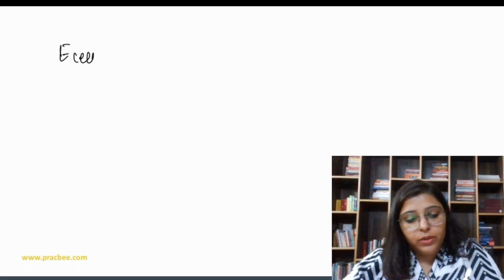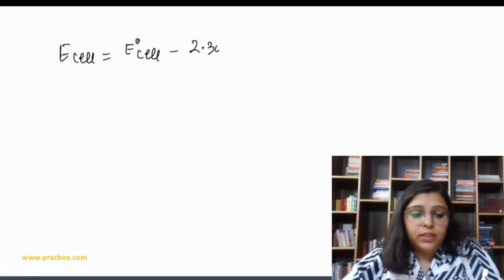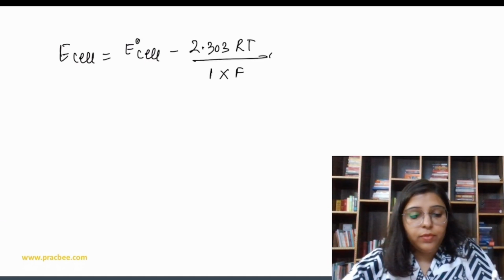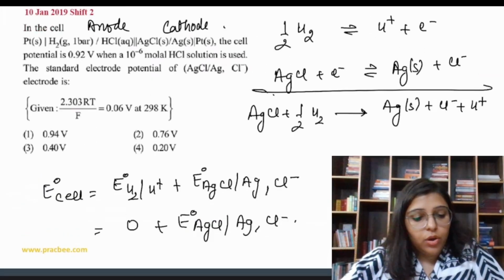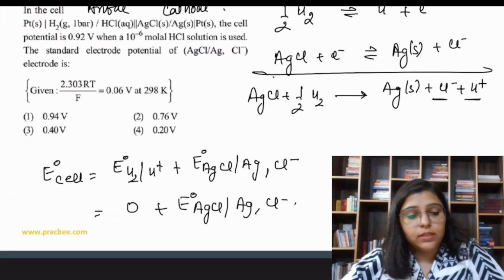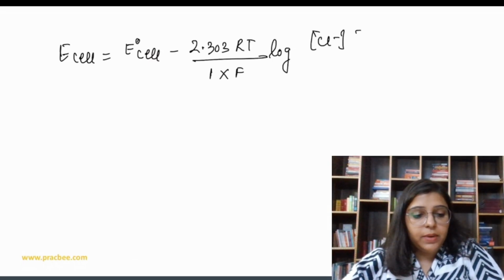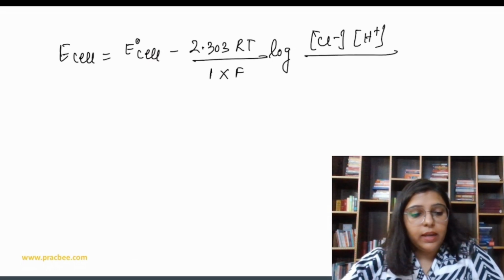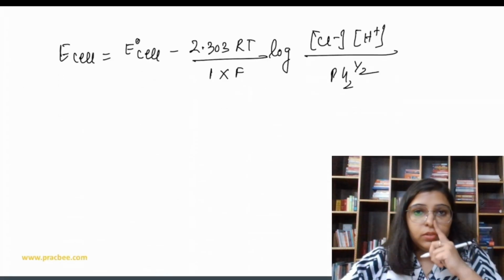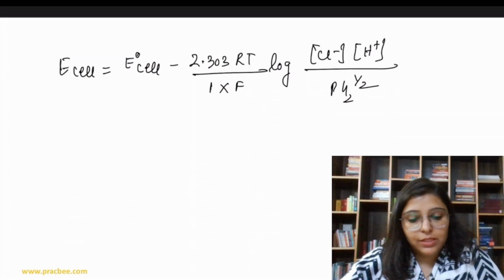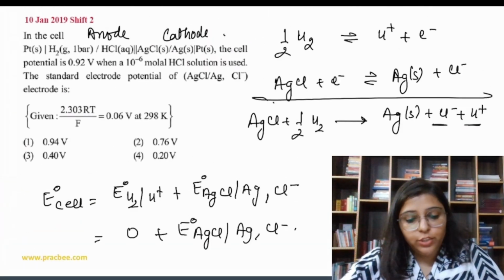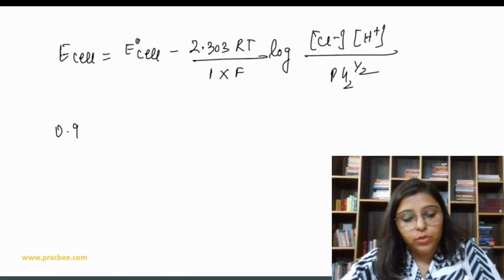E cell is equal to E naught cell minus 2.303 RT by nF, with n equal to 1, times log of the concentration of Cl minus and the concentration of H plus, and here the pressure of H2 to the power half. The value of E cell is 0.92, and we have to find E naught cell.